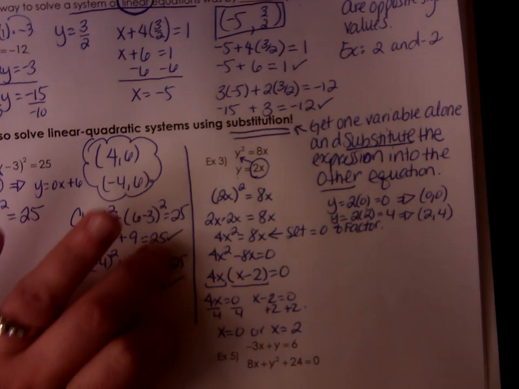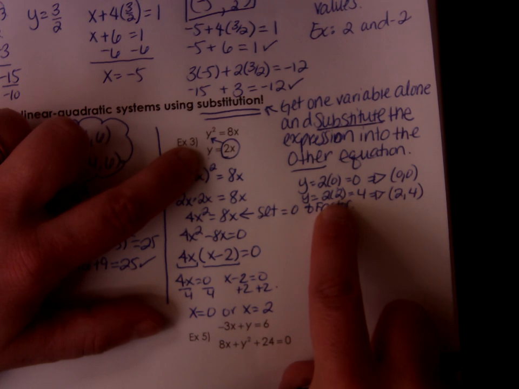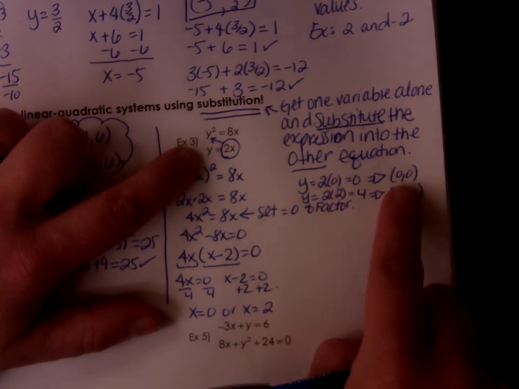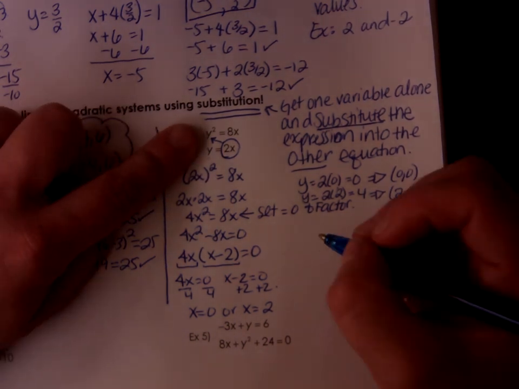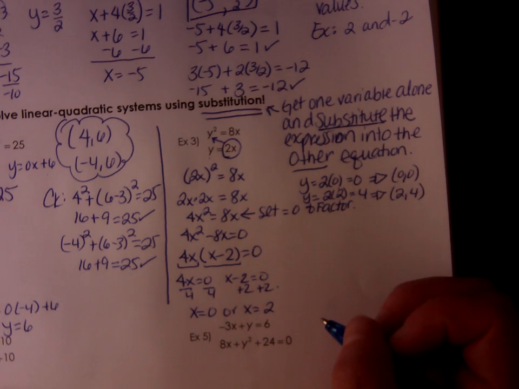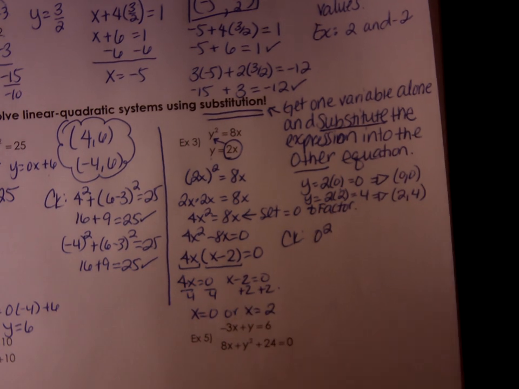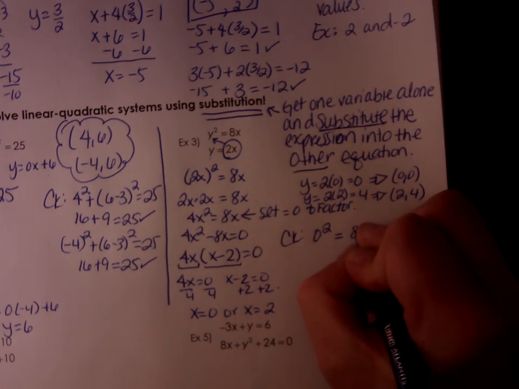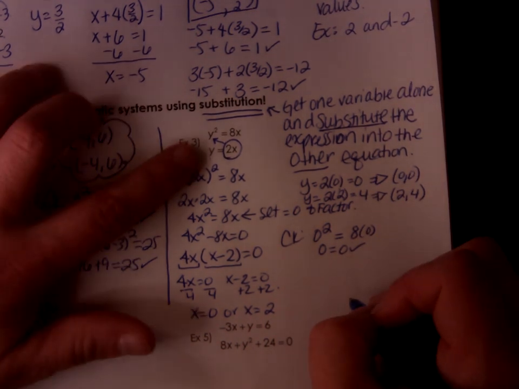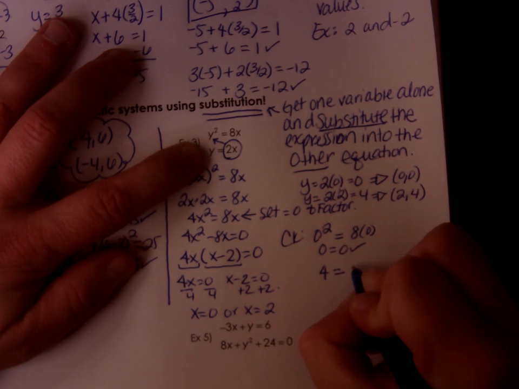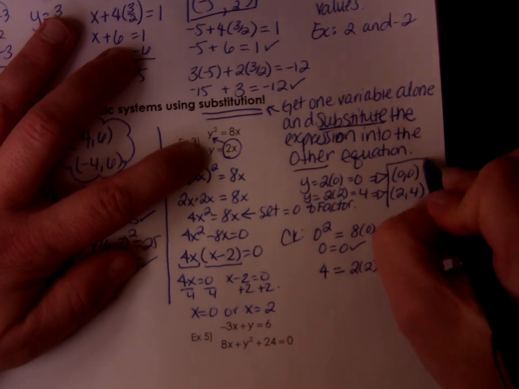And now we are going to check our answers. So we already know that, yes, 2 times 2 equals 4 and 2 times 0 is equal to 0. So we don't need to check with this equation, but we do need to check with the first one. And so this is going to be y squared. So that's going to be 0 squared. Is that equal to 8 times 0? Well, yeah, 0 equals 0, so that definitely works. So now I'm going to put 4. Is that equal to 2 times 2? Yes, indeed, that does work. So we've checked, we've verified, and there are two solutions.